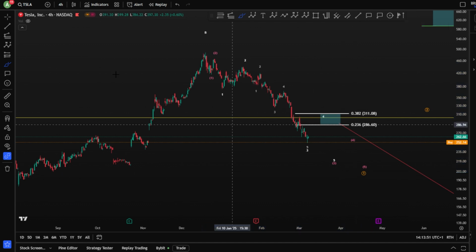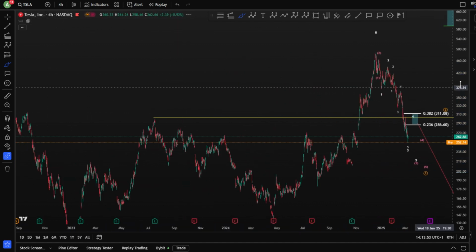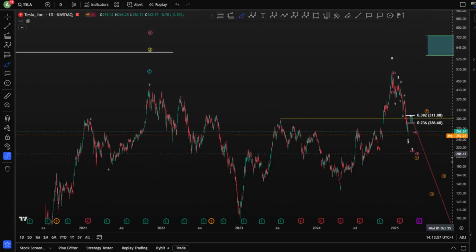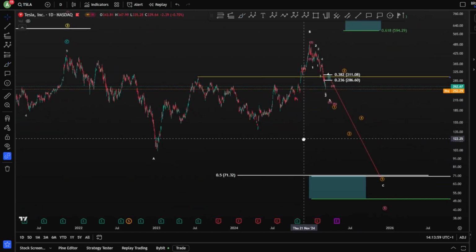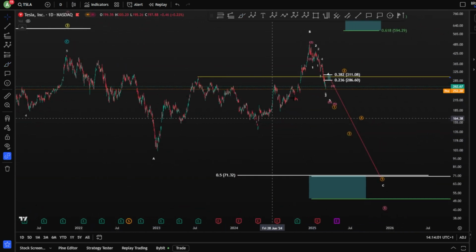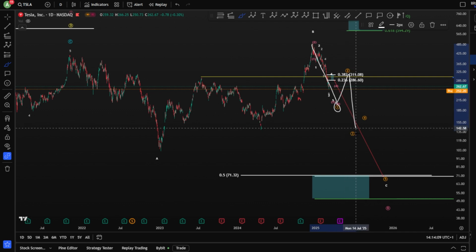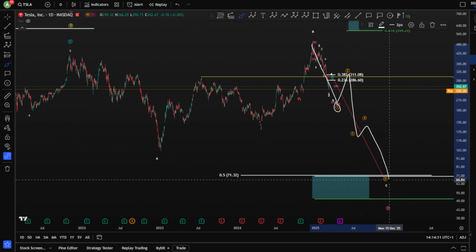Meaning, because in a bigger view, we are in an expanding flat. Let me go back to the daily. In a bigger view, we are in an expanding flat, A, B, and a C. And this impulse, where it's going to finish, is just going to finish a wave 1, 2, 3, 4, and a 5.